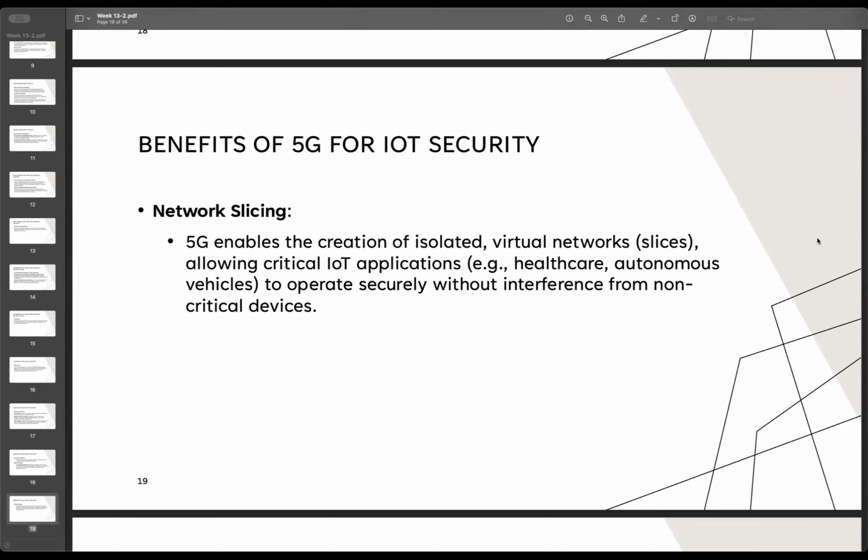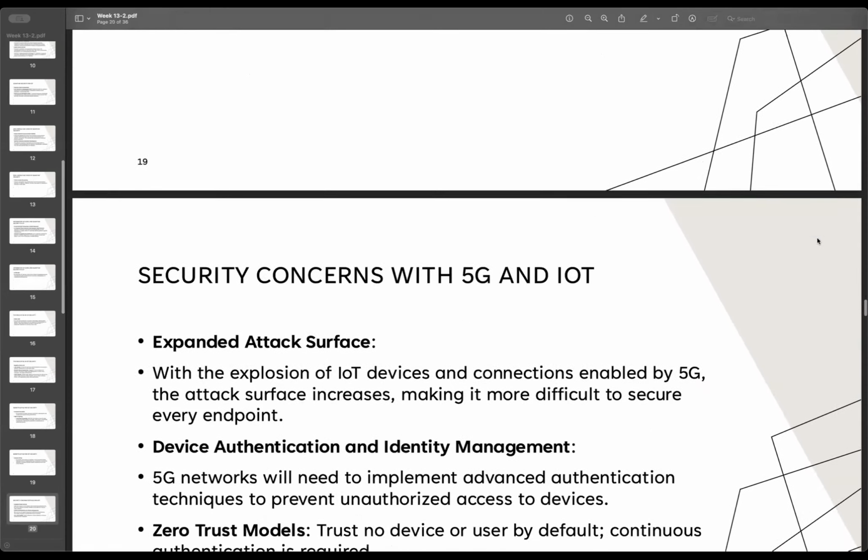Also, we can allow some critical IoT applications, mainly for healthcare and autonomous vehicles, to operate securely without interference from non-critical devices, because 5G can slice the network and give them a virtual network. So it's another type of benefit that 5G can bring to the IoT.